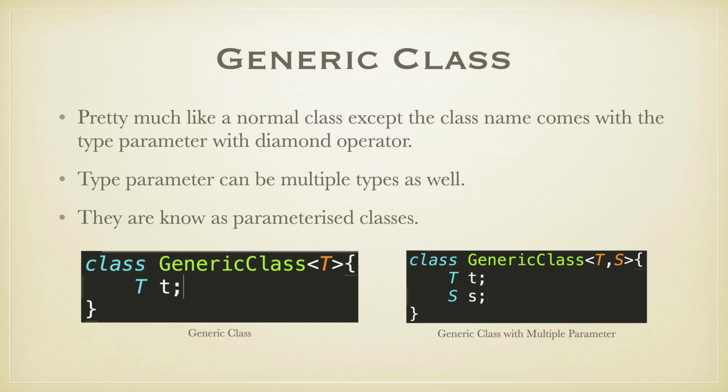So now what I'm going to do is create a normal class and convert the same class into a generic class, and I'll tell you what the advantages of converting a normal class into a generic class are. So let's jump into an example.